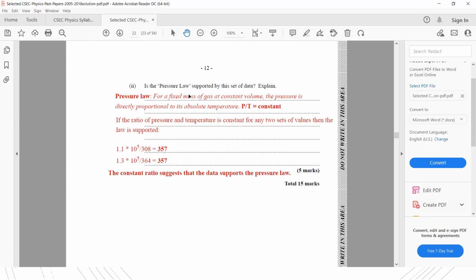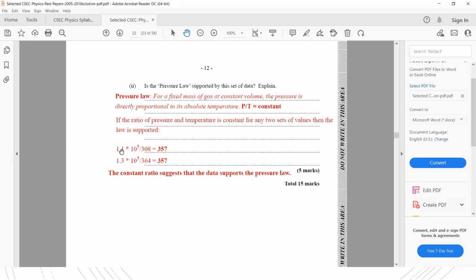Now, you're asked to find out if the pressure law is supported by this set of data and explain your answer. First, I point out the pressure law here. It says for a fixed mass of gas at constant volume, the pressure is directly proportional to the absolute temperature. Right? So P over T is a constant. So if the ratio of pressure and temperature is constant for any two sets of values that you see in the table, then the data is supported.